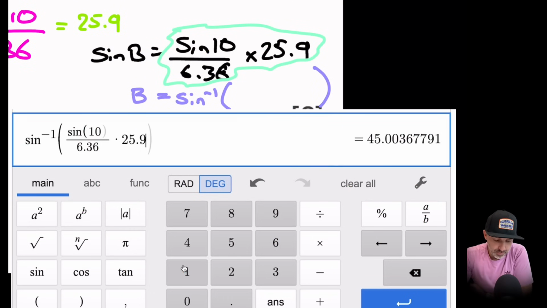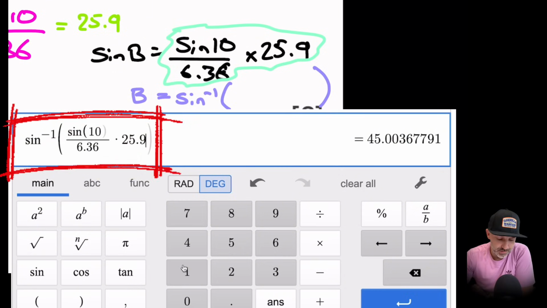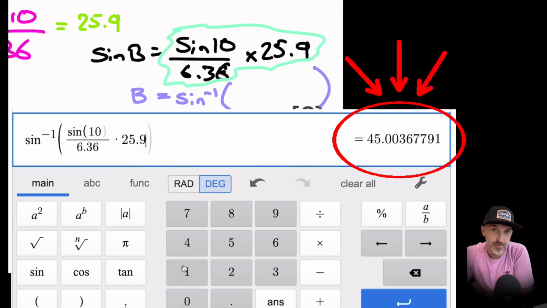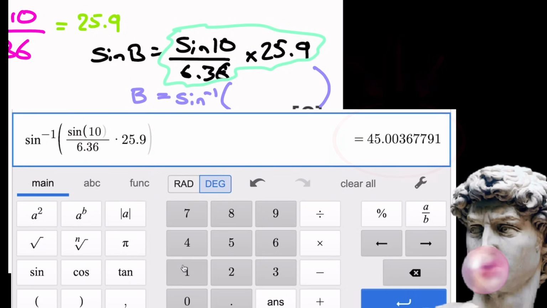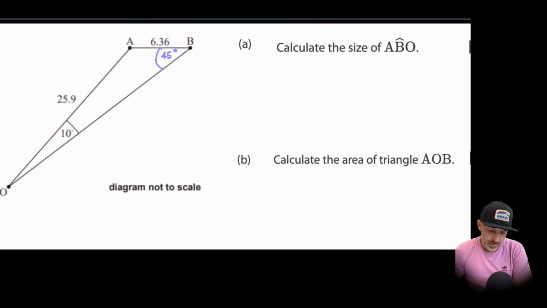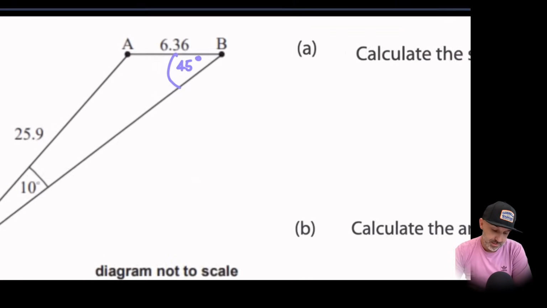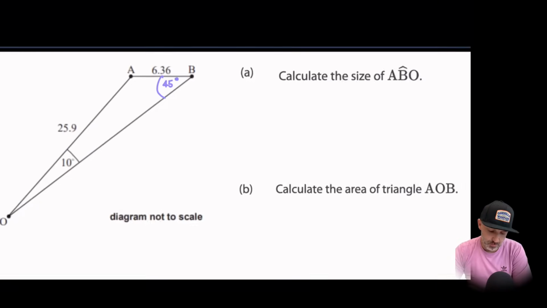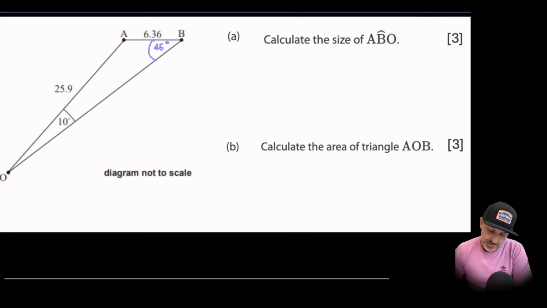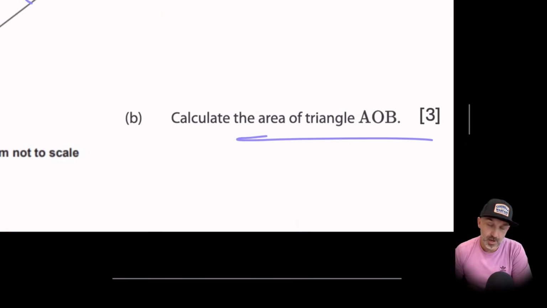Okay, so I've put all that into the calculator. Inverse sine of sine 10 over 6.36 times 25.9, and we got a grand total of 45.0 degrees, rounded to 3 significant figures. So I've put 45 degrees into the angle B, which is what we found in part A. Now we just need to find the area of the triangle.